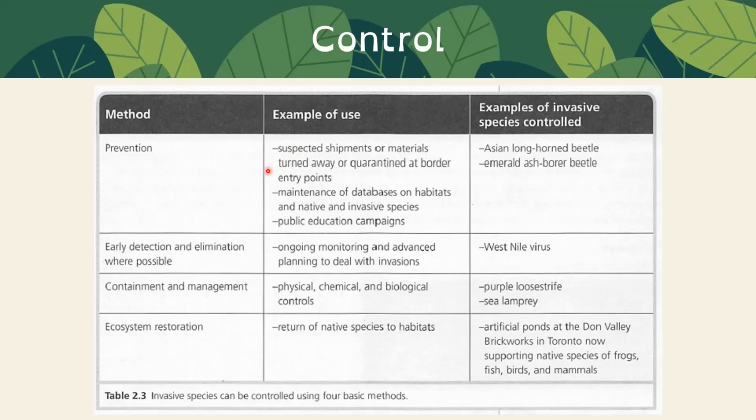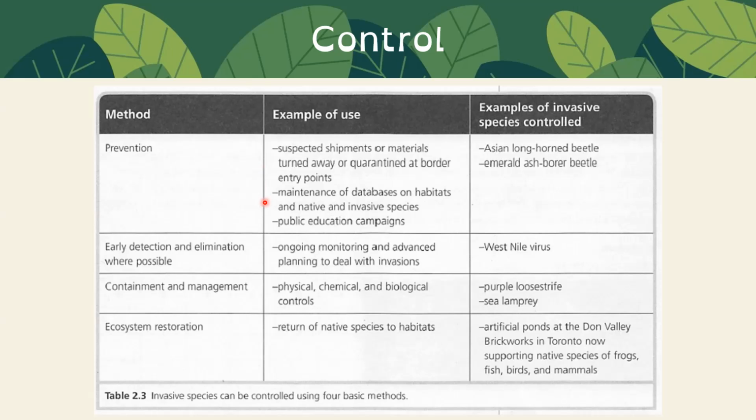So an example of where this was used, if we have suspected shipments or materials, they are turned away or quarantined at border entry points. So if we think we have a ship that is going to introduce an invasive species, we turn them away, we say that you can't come in, or we quarantine them in order to deal with the species before it arrives and invades our ecosystems.